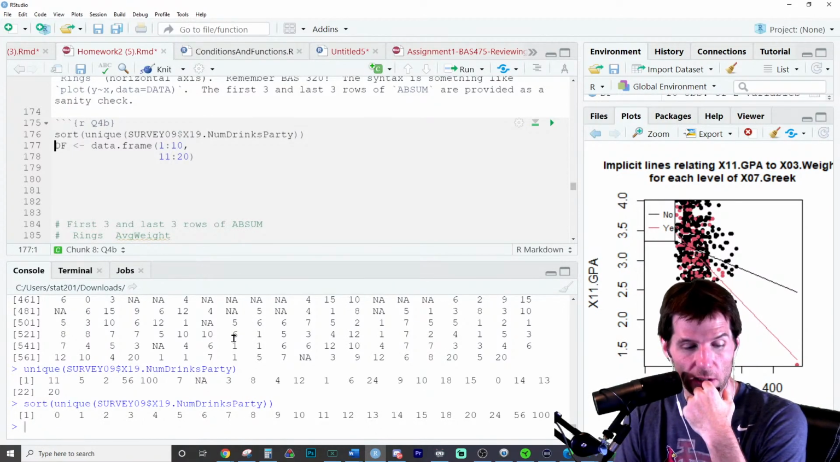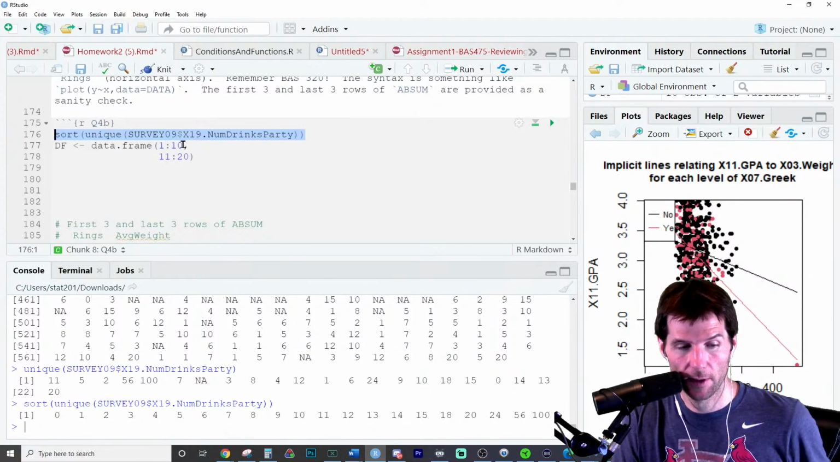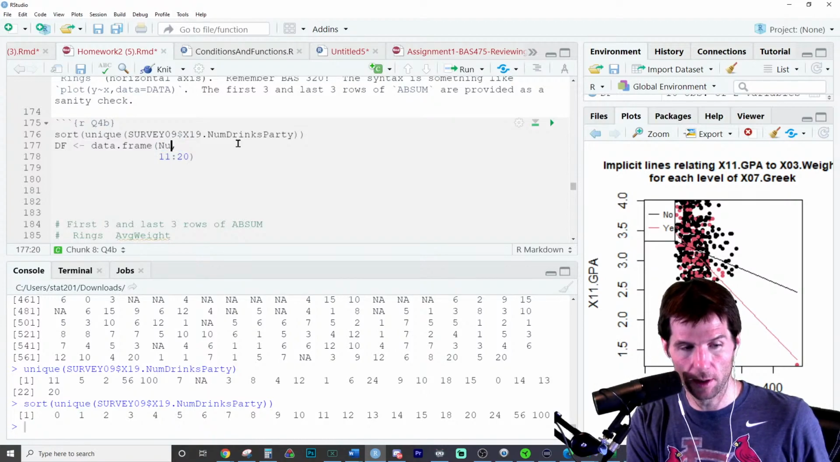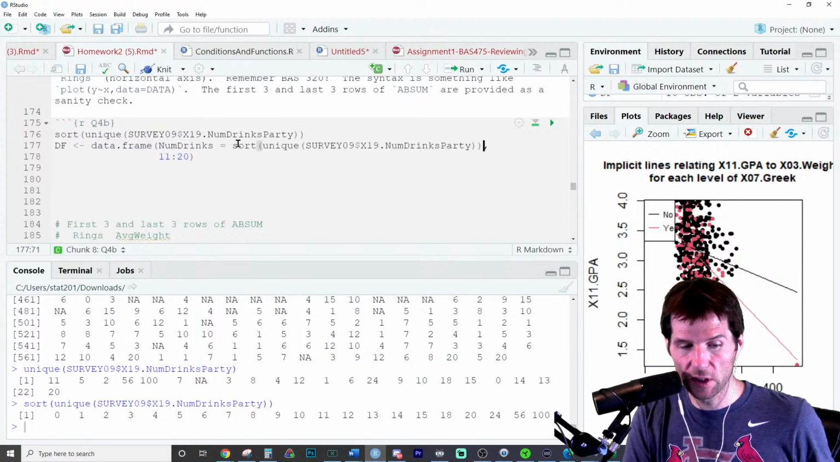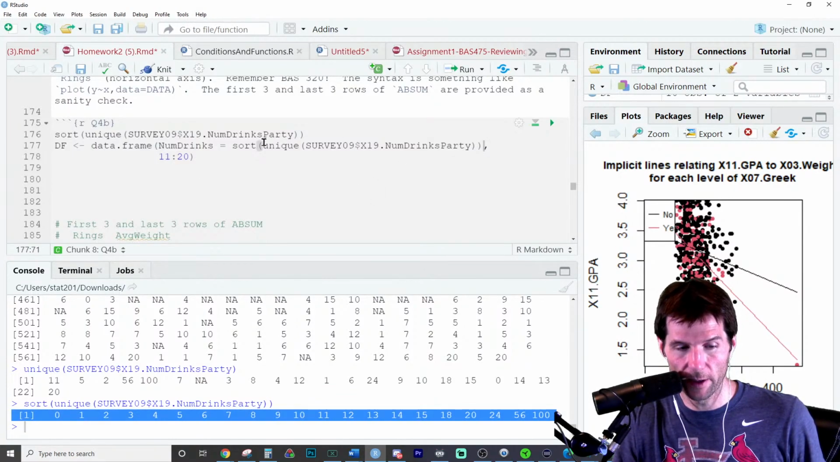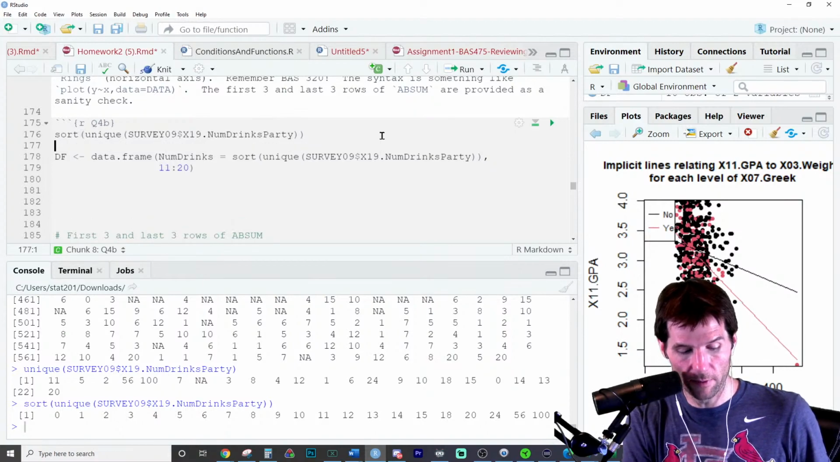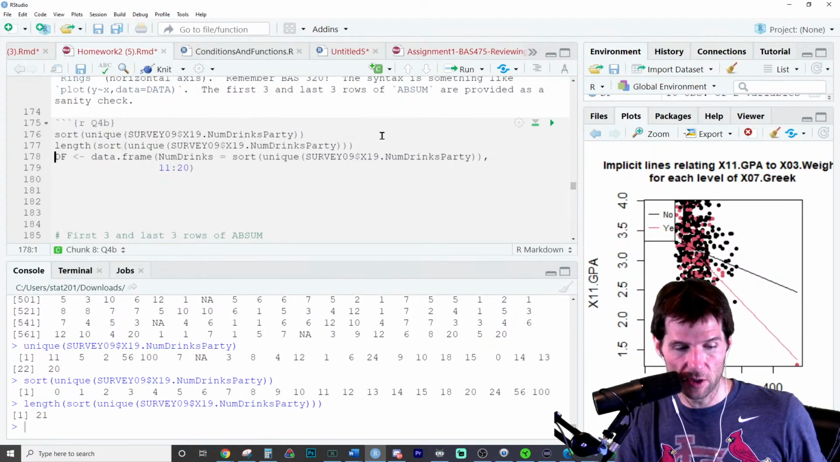But this is the sorted unique vector. So I'm going to take this right here and call this num drinks. You can assign the name of a vector by doing this. Remember, this crazy long thing right here is this vector. I want to find out also the length of this, and this will tell me how many elements are in it. So that's the length of this right here.